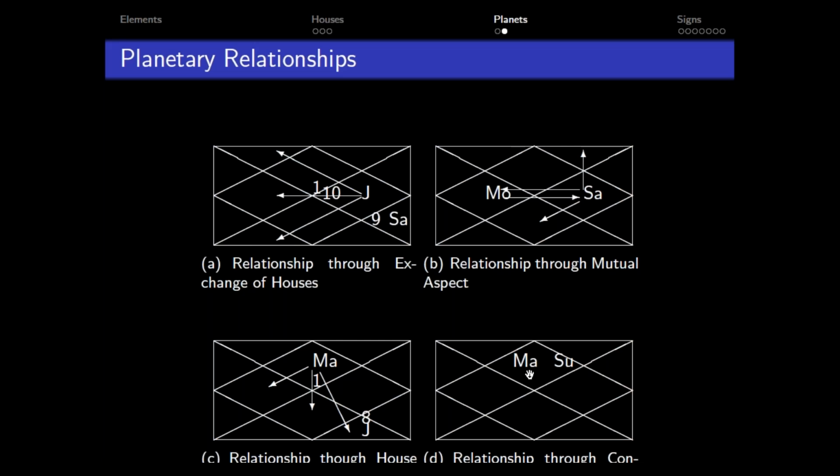Which planet will be powerful? The one who has the higher degree. And the lower degree planet will try to win the race and go ahead. So there will be a kind of race between these two planets. This is what we call a planetary war in terms of astrology, a kind of civil war, a competing thing.